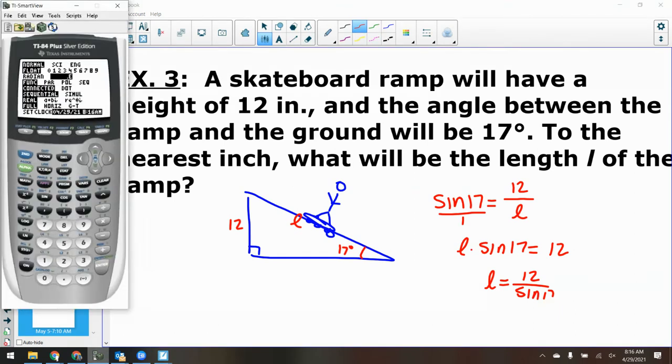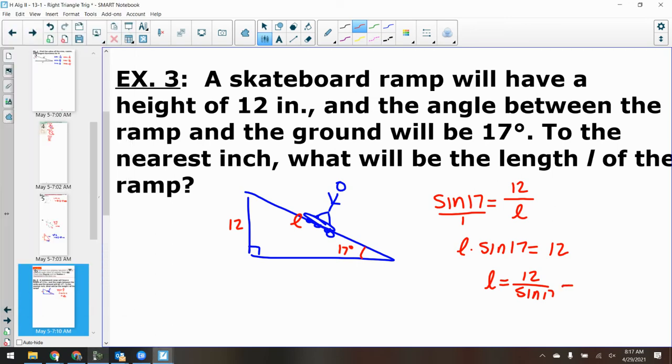Now, put that in your calculator. We've got 12 divided by the sine of 17. Now that gives me 41.04 inches. If you wanted to do it in radian measure, you would have to convert the degree measure into radian measure, and then run that same value in radian mode, which we'll do in section 13.3.